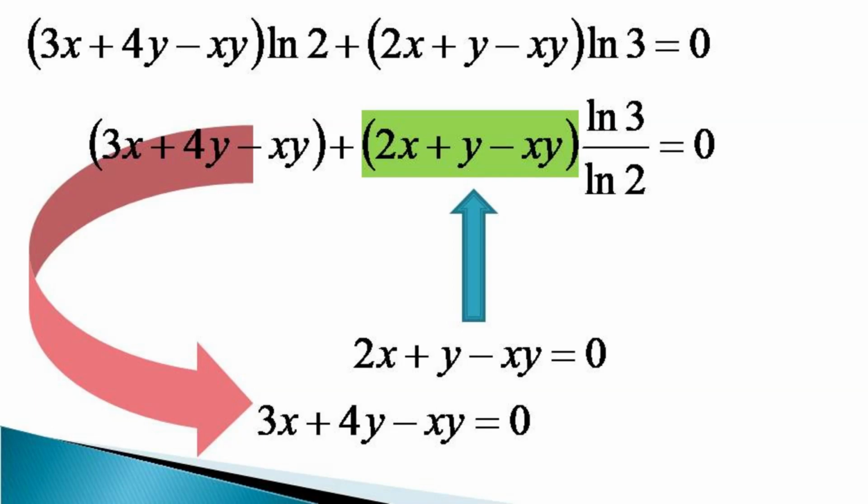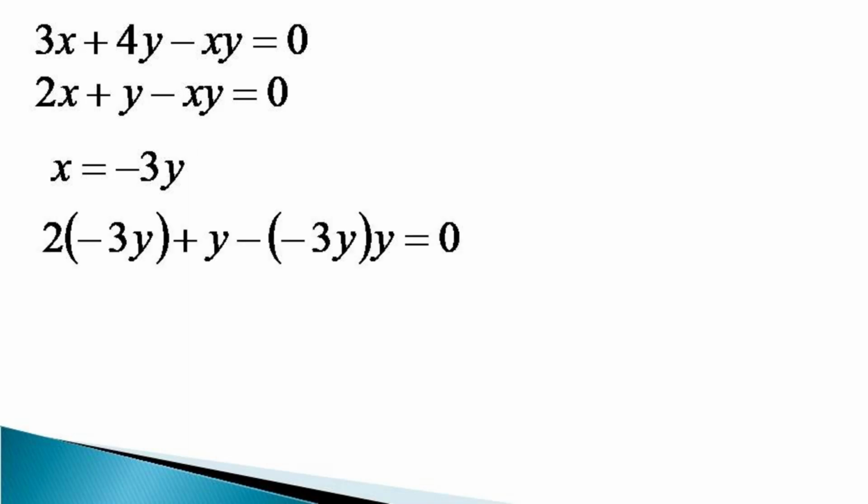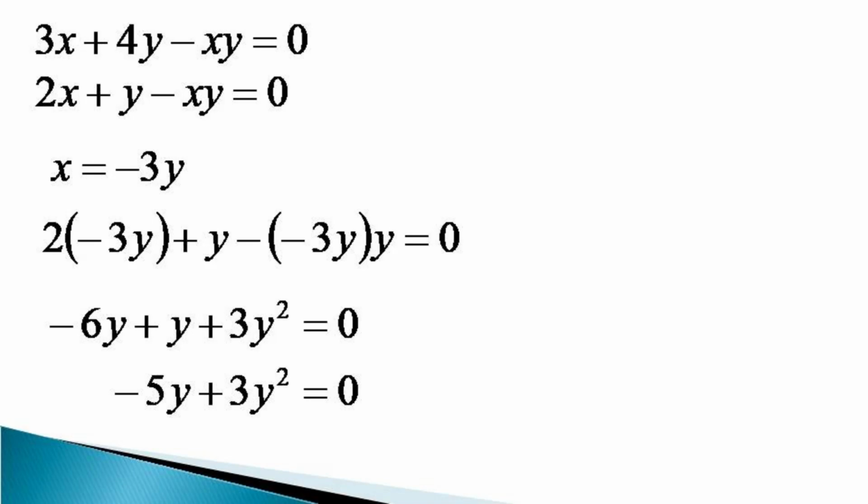And now we can observe that there are two equations and two variables. So we solve these two equations. 3x+4y−xy is equal to 0 and 2x+y−xy is equal to 0. Subtracting second equation from the first equation, we get the value of x in terms of y as x is equal to −3y. Putting this value of x in the second equation, we get the equation as 2(−3y) + y − (−3y)(y) is equal to 0, which becomes −6y + y + 3y² is equal to 0, or it can be simplified as −5y + 3y² is equal to 0.